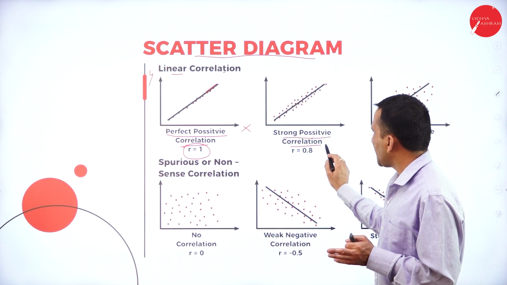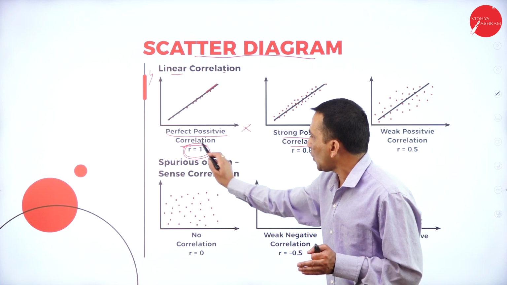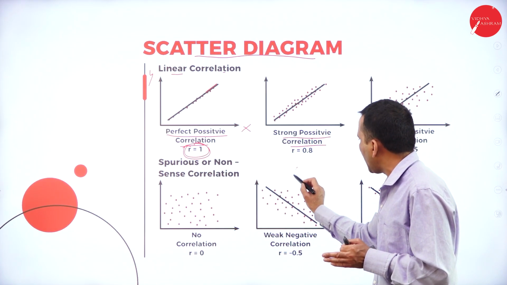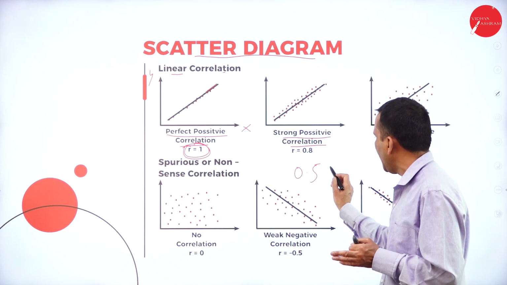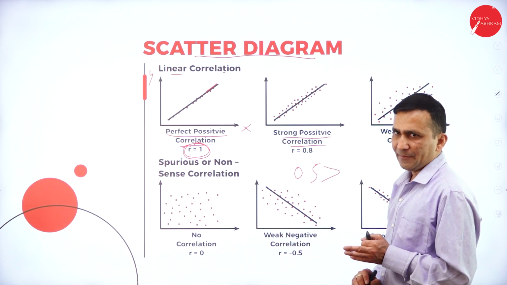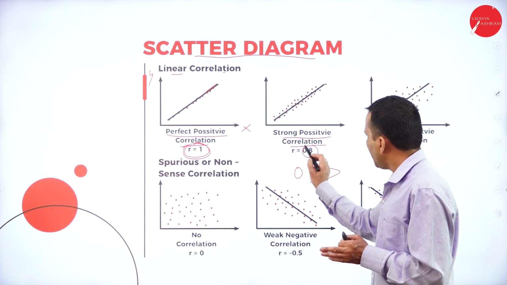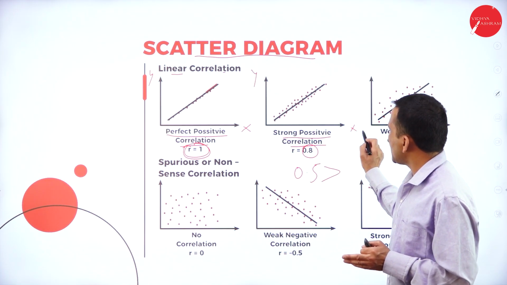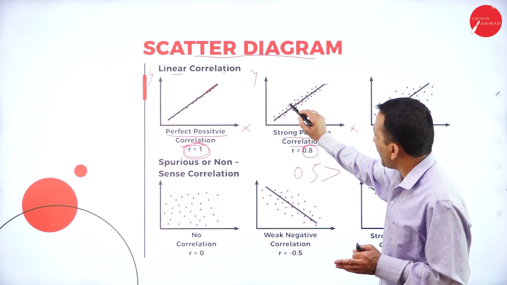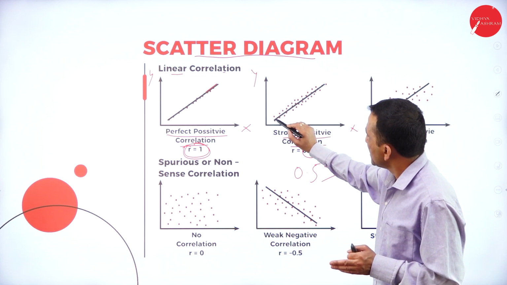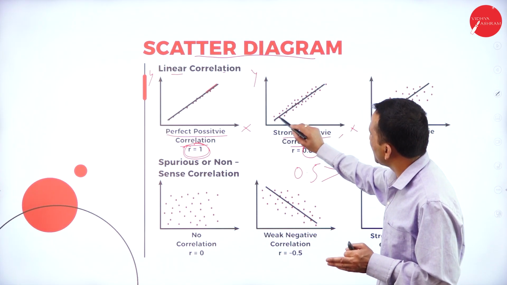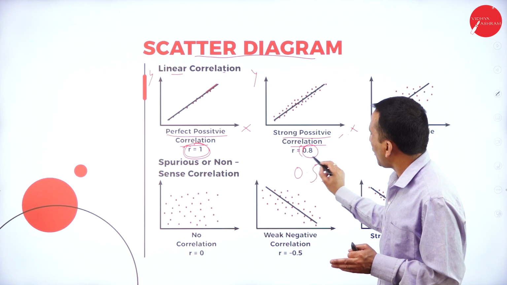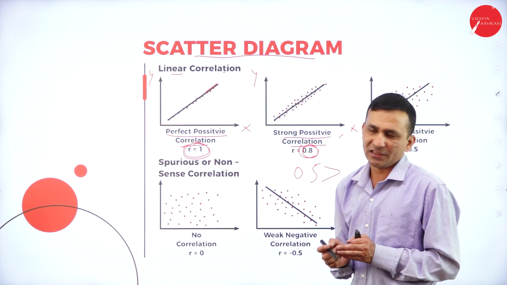If you go to the second diagram, it is a strong positive correlation, which is going, for example, from 0.5 increasing till we get 0.8. Here, the y-axis and x-axis, when you are marking a dot, we find a strong relationship. So that's what we call a strong positive correlation.